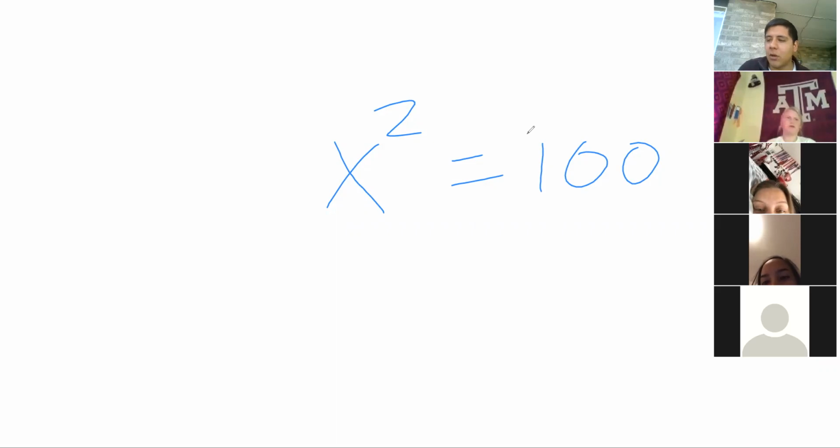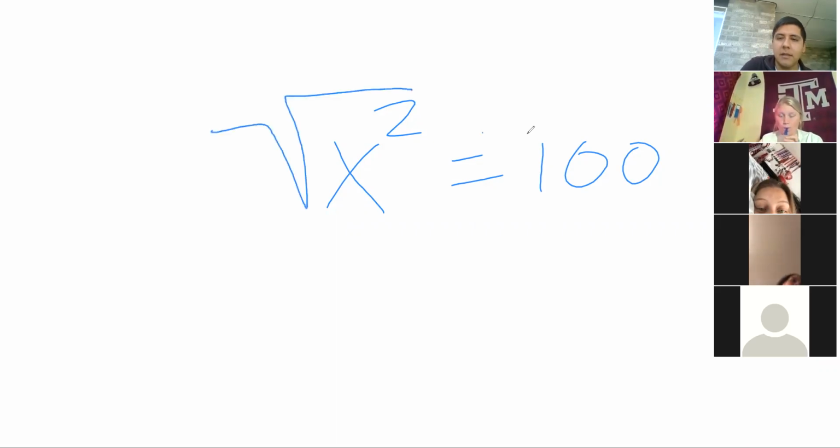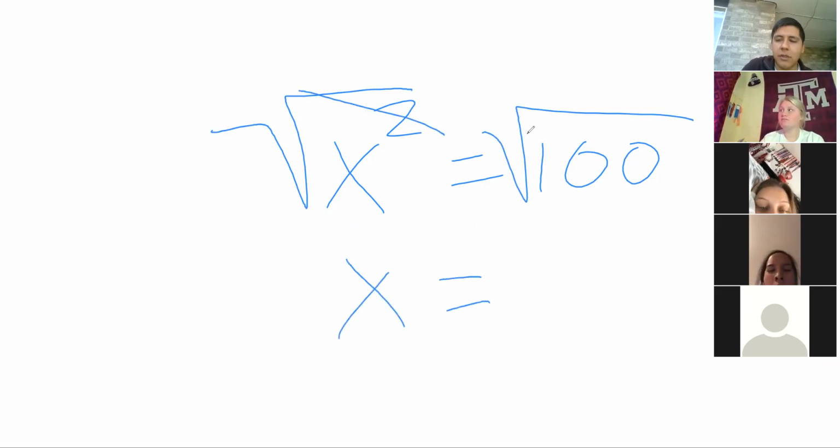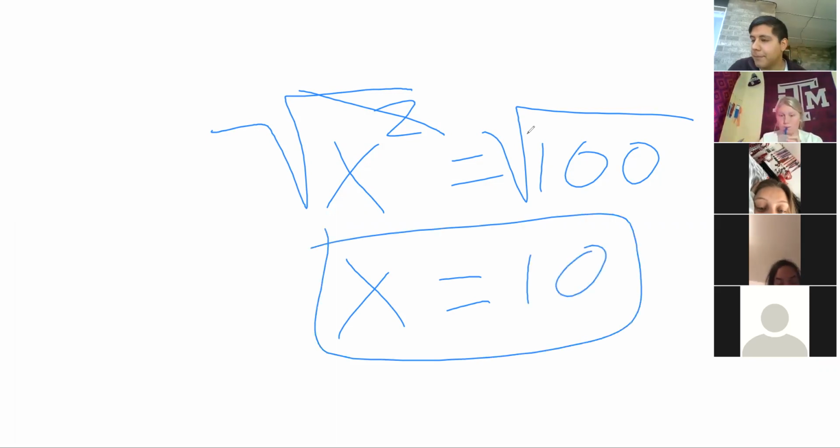Well, remember, we just went over it, right? What is the opposite of squaring? Square root. So if we take the square root of both sides, that cancels out, and x is equal to the square root of 100, which is what? 10. See that? So that's how we use our square roots, okay?